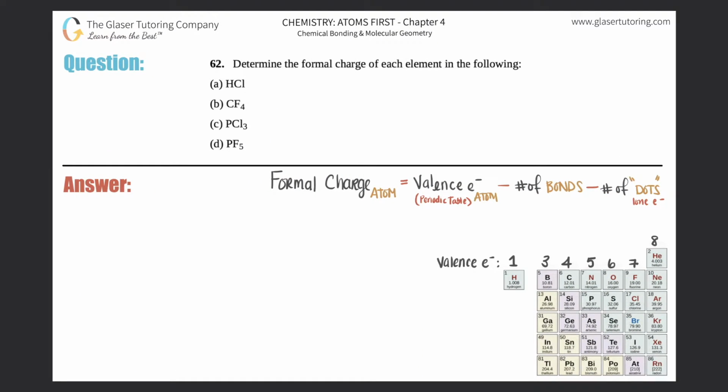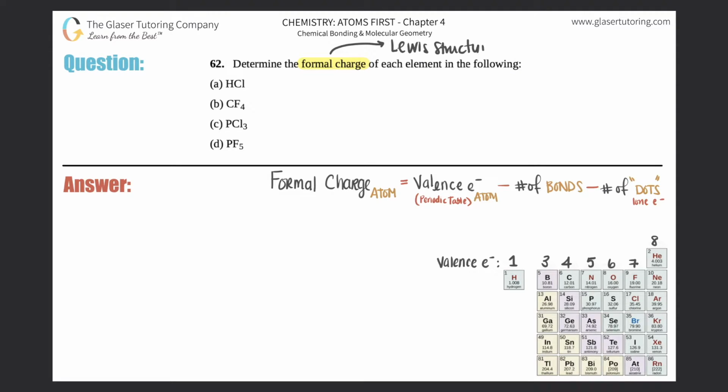Number 62. Determine the formal charge of each element in the following. And then they give us A through D. Okay, so this one is pretty simple, but you need to know two things in order to answer formal charge questions. The first thing that you need to know for every formal charge is how to write the Lewis structure.